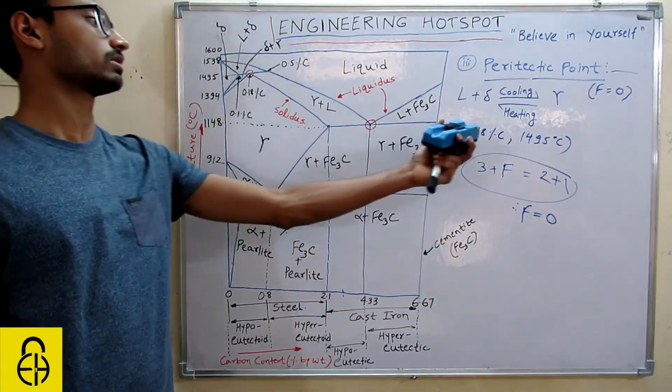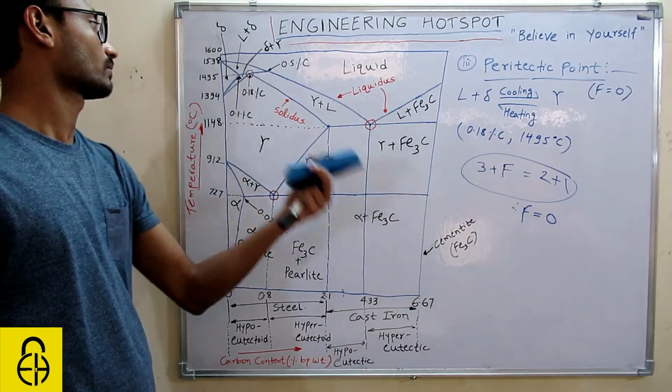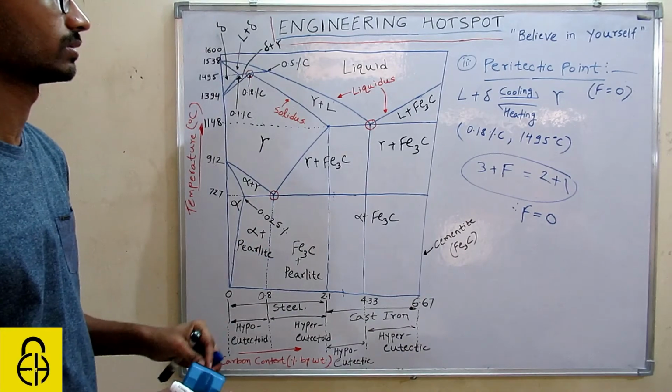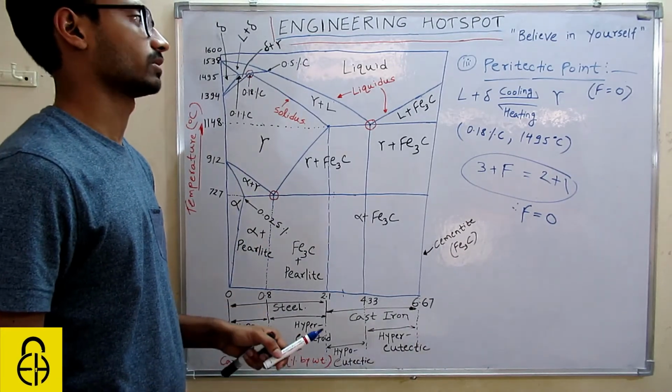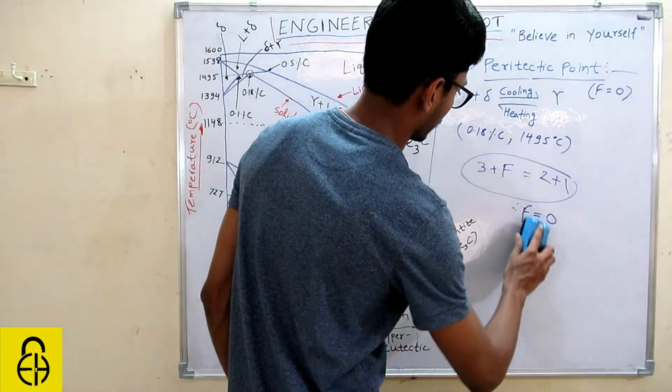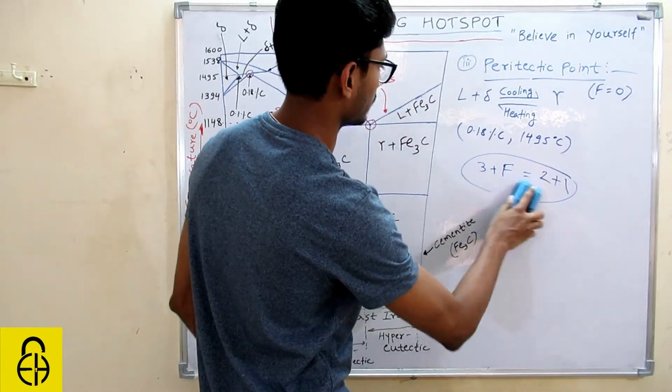Suppose if you change any of these conditions, then you will not get peritectic point. You will reach some other point. You will never get peritectic point. So this is also a very important point. See, degree of freedom is 0.